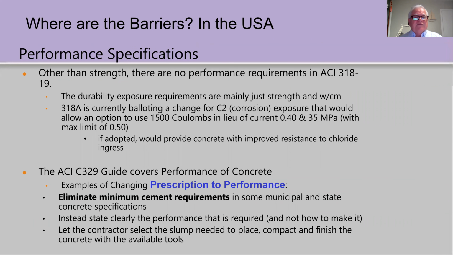The other thing that prevents us from moving forward is the lack of use of performance specifications. If you know what you want, you define the performance, not just strength, but other values, permeability, shrinkage, whatever performance you need. But some specifiers still want to prescribe things like minimum cement content. So they want to prescribe the slump. And that leads to all kinds of problems on a job site when the specifier is trying to tell the producer and contractor how to do their job. And it just leads to problems, either adding water on site or making less sustainable mixes.